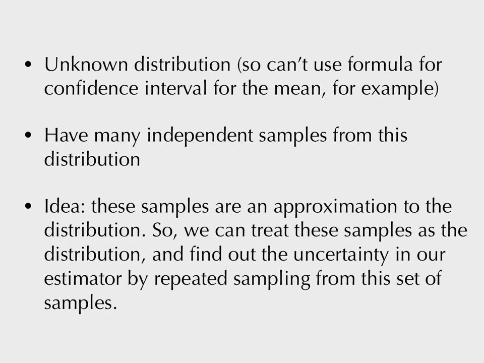We could do it, but we do have many independent samples from this distribution. Each character we look at is a sample that has evolved on the tree, supposedly independently. The idea is that these samples are an approximation to the distribution, so we can treat the samples as the distribution and find out the uncertainty by sampling from the set of samples.